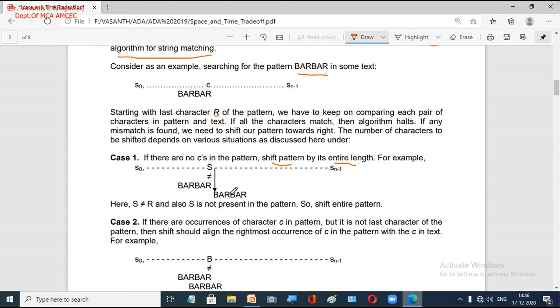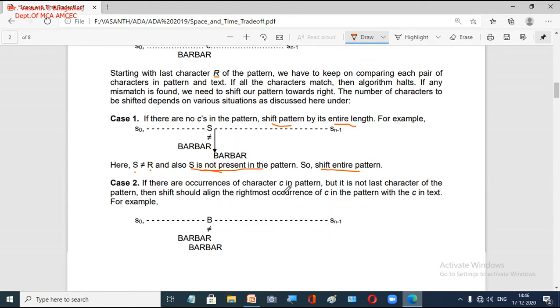Clear? Now you can count. Clearly it comes here. So what we say in this particular case, S and R is not matching, and S is not present in your entire pattern. If S and R is not matching and S is not present, then we are going to shift the entire pattern by the size of the pattern. So this is our first case.